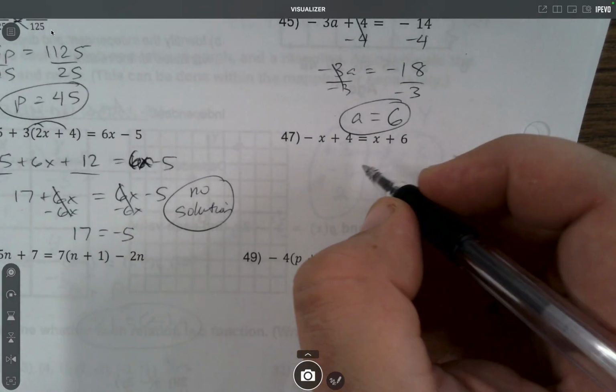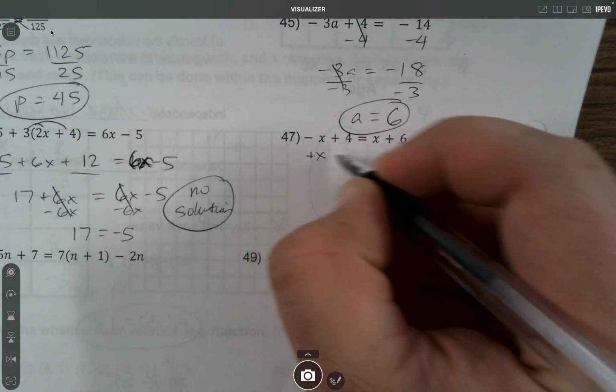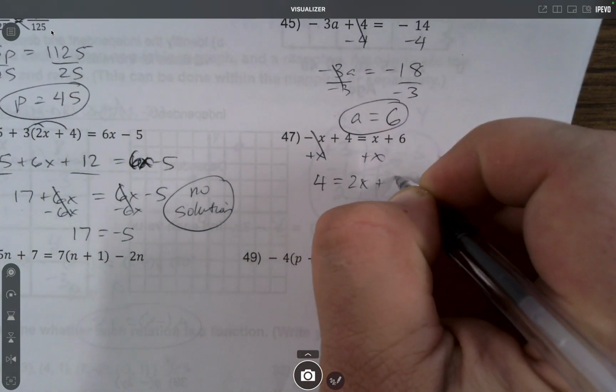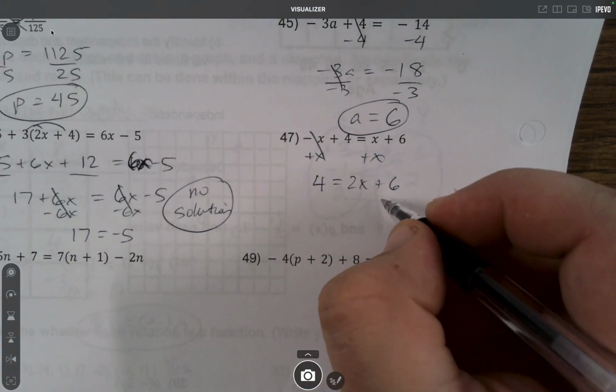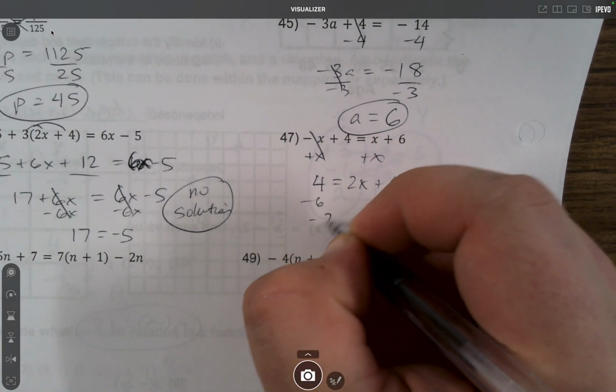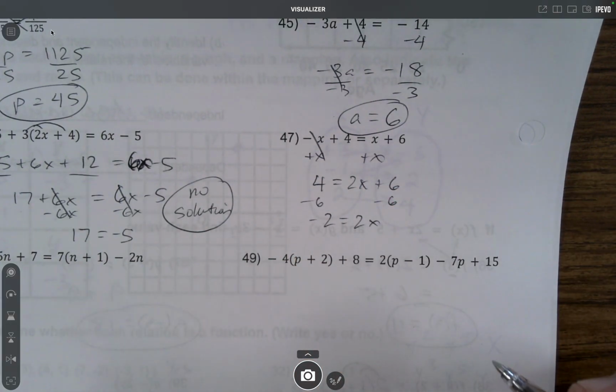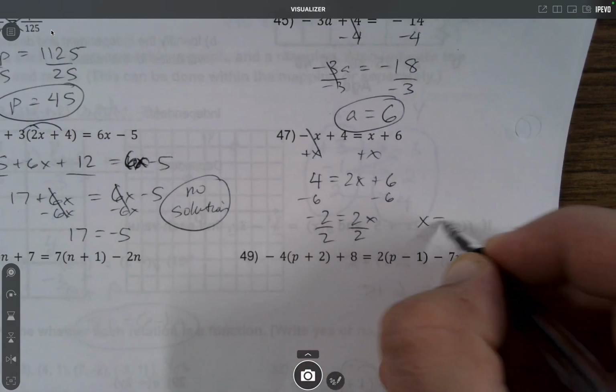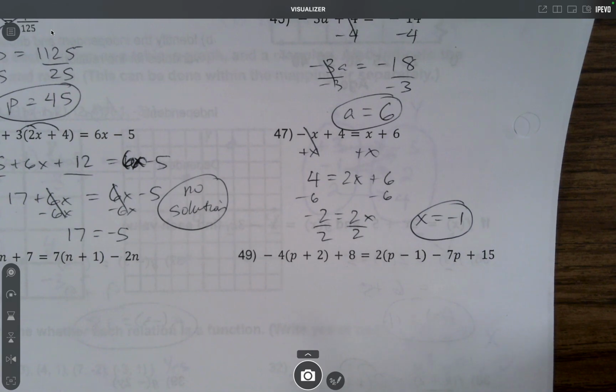Okay, 47, I want to combine the variables, so I'm going to add x to both sides. I get 4 equals 2x plus 6. Subtract 6 from both sides, get negative 2 equals 2x. Divide both sides by 2, and we get x is equal to negative 1.